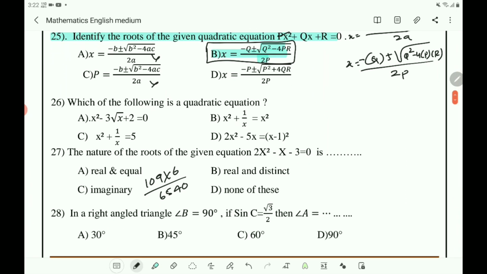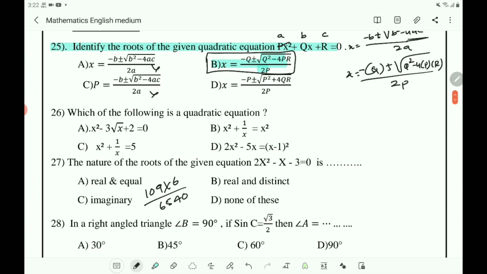Then you take the question number 26. Which of the following is a quadratic equation? Which of the following is a quadratic equation? Here you observe these two cancels. Here if the LCM is taken, this becomes cube. It is not a quadratic equation. Here you can have, here root is there. In the option A, x square is there, but here root x is there. Power is a fraction here. Power must be a positive number, that must be a natural number. So it is also not a quadratic equation.